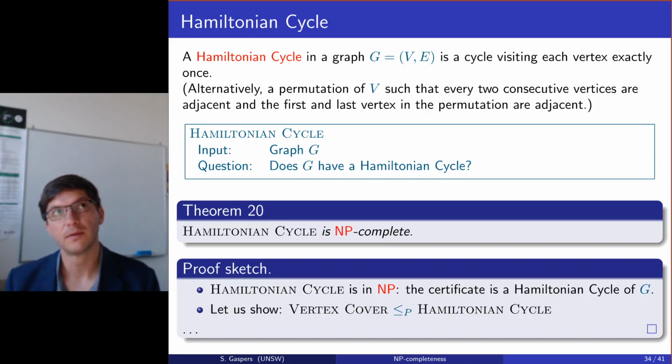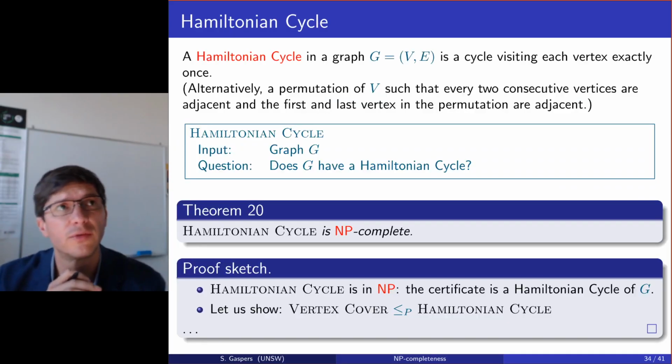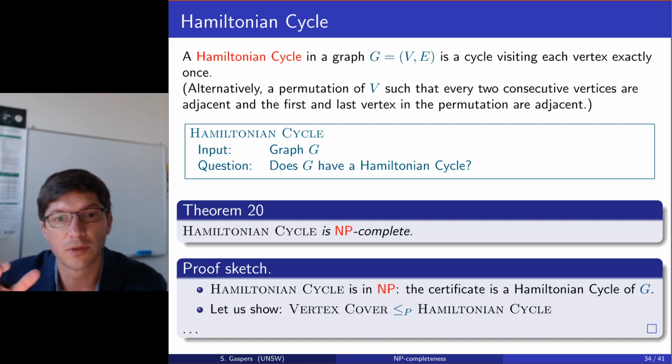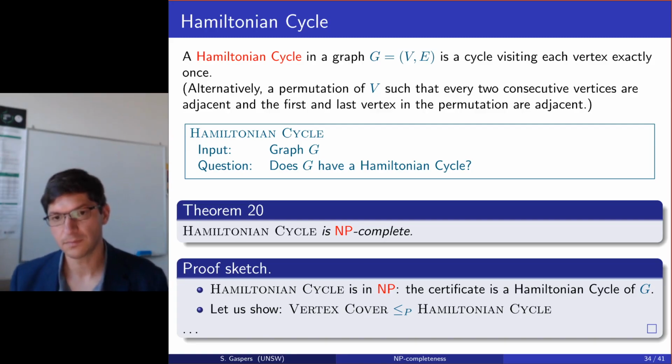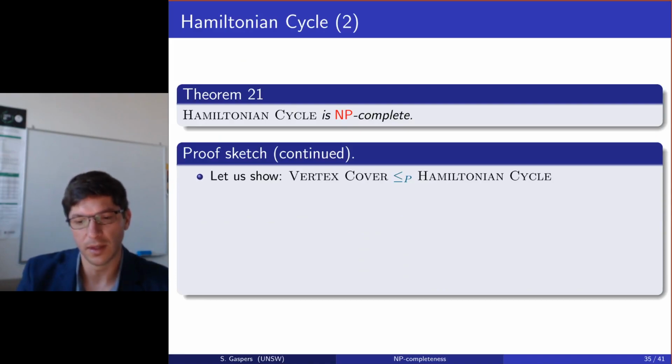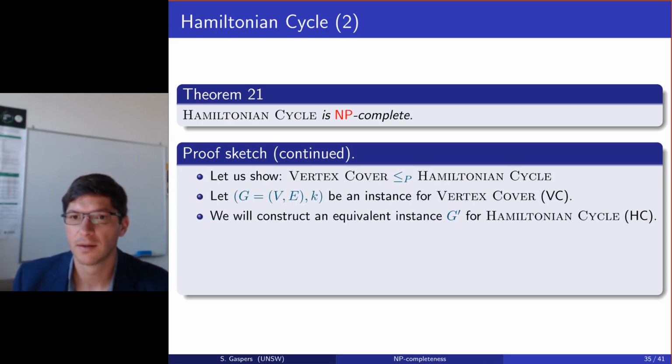So what are the non-deterministic choices for vertex cover? The non-deterministic choices are which vertices to put in this vertex cover. For Hamiltonian cycle, the non-deterministic choice is which edges of the graph we need to add to this Hamiltonian cycle. So we somehow need to map a selection of vertices to a selection of edges.